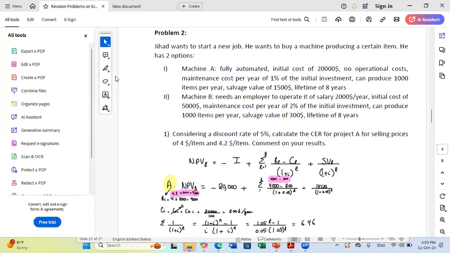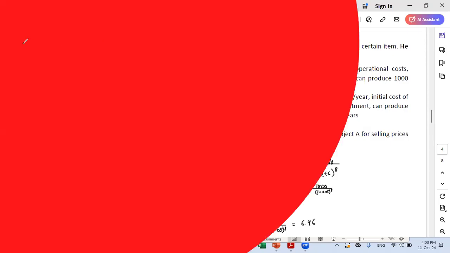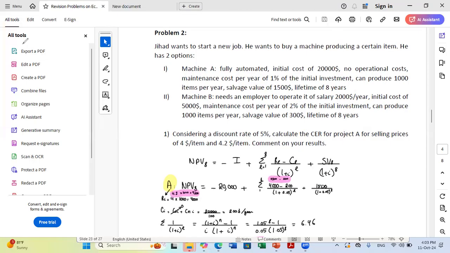Okay. So here it's not 1,000 items, it's 800 items.